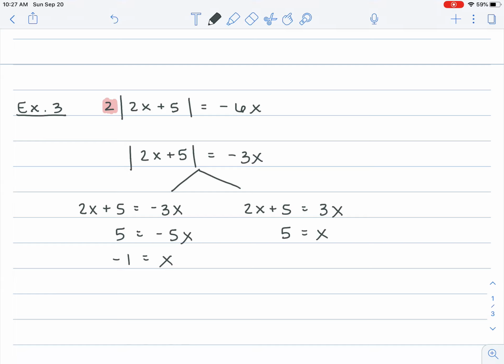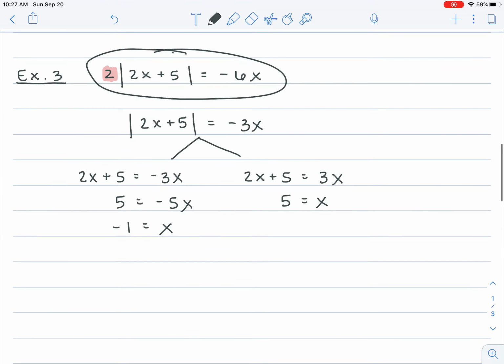I need to plug it back in to see if it actually works. When you do this, you're going to plug it back into the original equation. By original, I mean the very first one you start off with here. So it says 2 times the absolute value of 2x plus 5 equals negative 6x. The first one we're trying is the negative 1. So 2 times negative 1 is negative 2. Negative 2 plus 5 is 3. Over here you get positive 6.